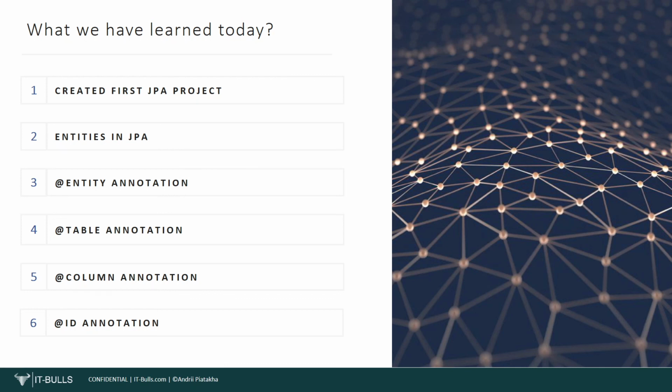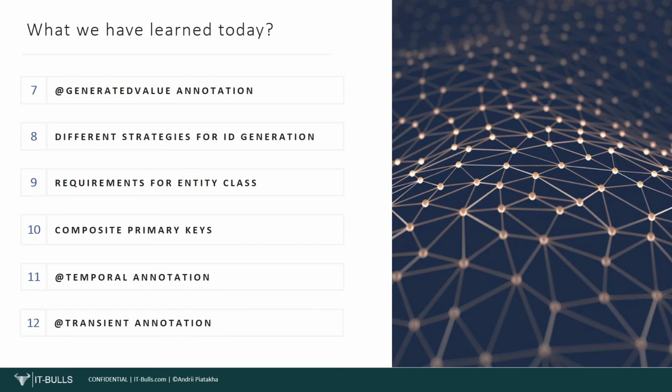In this lesson we created our first JPA project. I explained what entities in JPA are. We learned different annotations to configure an entity. Some of the key annotations we learned are Entity, Table, Column, Id, GeneratedValue. We learned different strategies for ID generation. Now you know the key requirements for an entity class. And after this lesson, you can easily create your own entity classes.